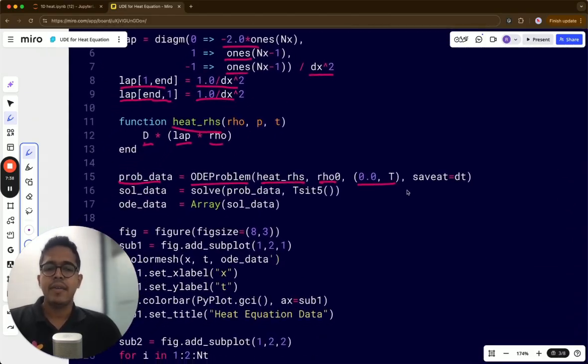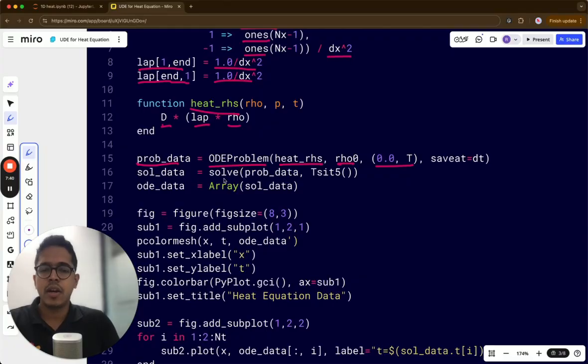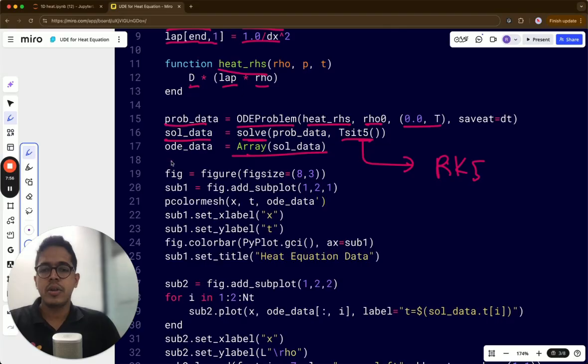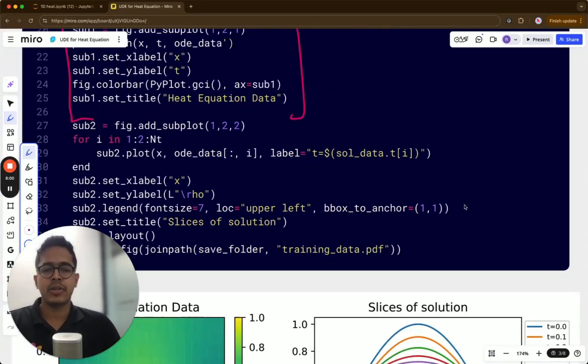So what we have here is the ODE problem. Then we are calling the solver using Tsit5. This is the Tsitouras Runge-Kutta fifth order solver, so it's almost like an RK5 solver. We are storing that in the solution data, and then we are converting that into simply an array. Then we plot the solution as a 2D plot. I'll show you how the plot looks.